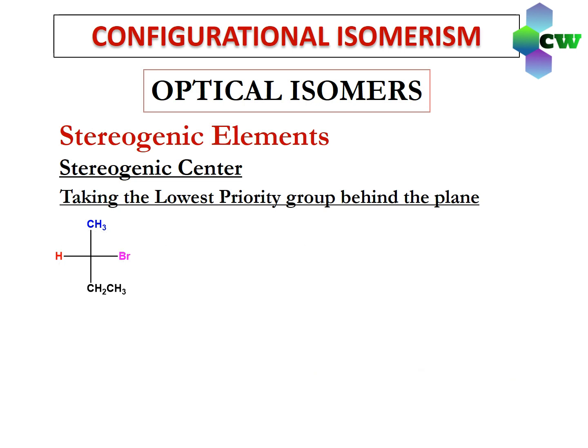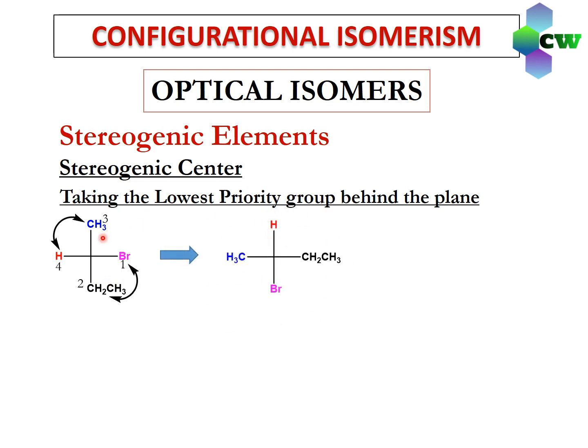There's another way to do it, and that is after assigning priorities. If you see that your lowest priority group is on the horizontal axis, what you do is you exchange it with the CH3 here, right? But at the same time you have to exchange the other 2 groups as well. So you exchange H with CH3, so CH3 comes here, H goes there, and Br comes here, C2H5 goes there. So this is how it looks like.